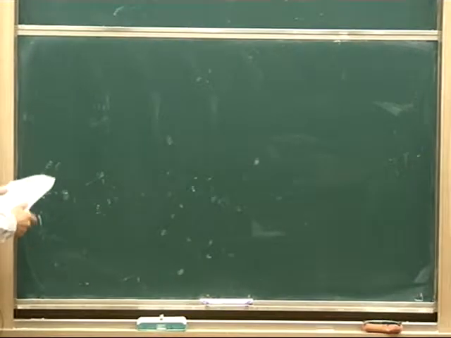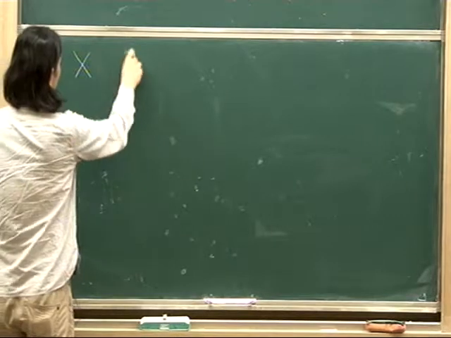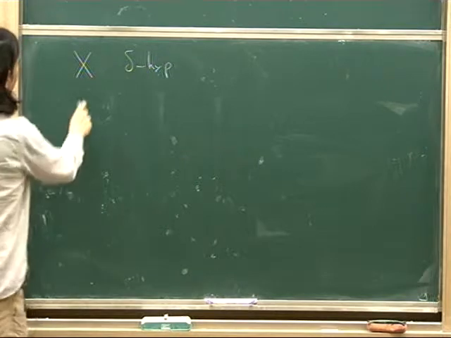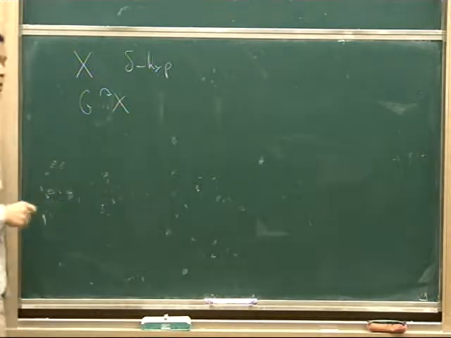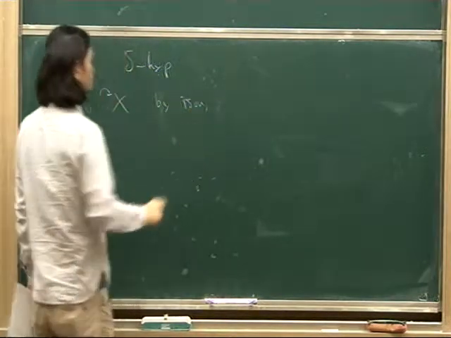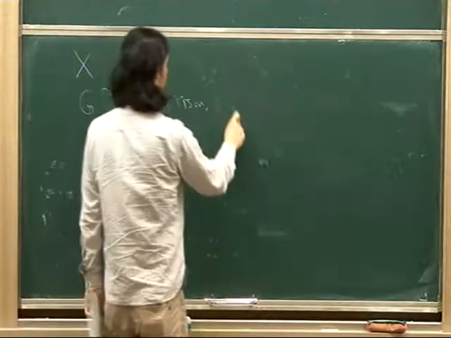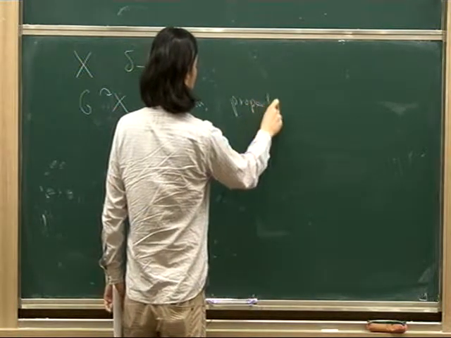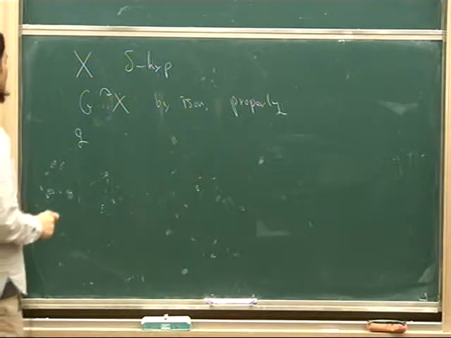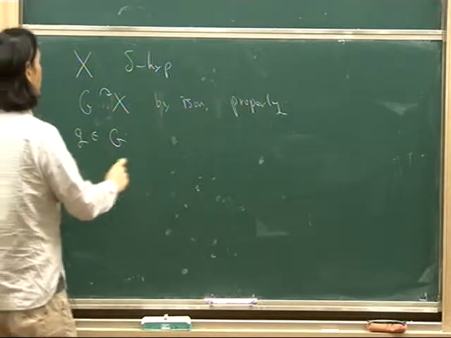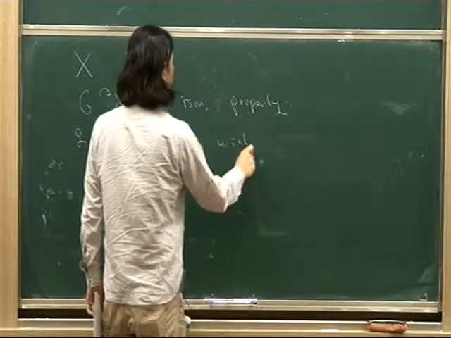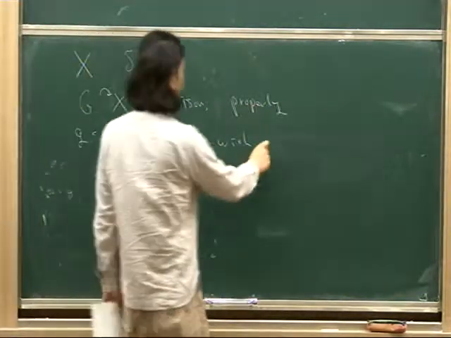fact. So the setting was X was the hyperbolic space, and the group G is acting on X by isometries. And I assume the action was proper. And then I assume there is at least one hyperbolic isometry. By definition, it has an axis.